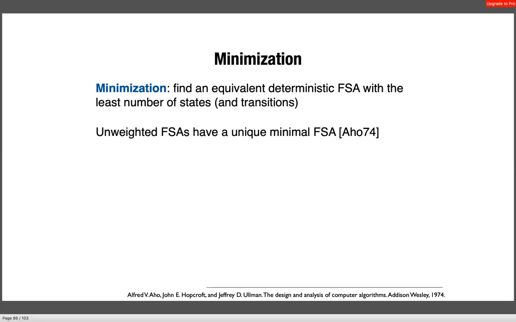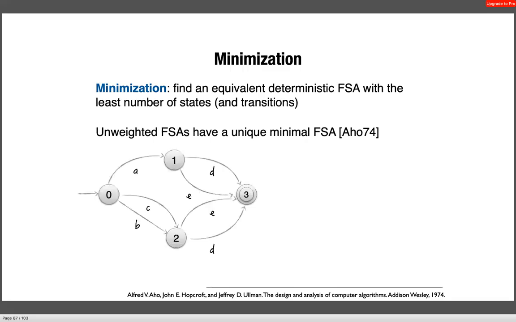Now, unweighted FSAs are known to have a unique minimal FSA. And there is a standard minimization algorithm due to Hopcroft and Moore, which involves finding equivalence classes of states which could be merged together in the minimized machine. So roughly, the algorithm works as follows. Two states of a deterministic FSA are said to be equivalent if there is no string that gives different outcomes when you start from the same state.